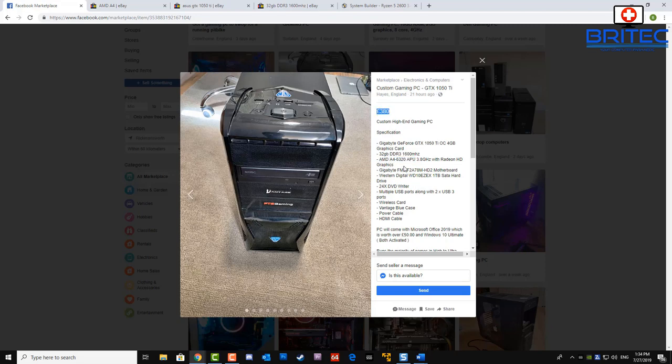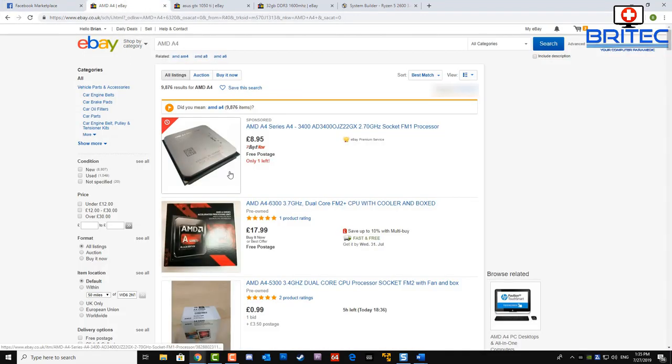You can see this one's around about £380, and I get asked all the time, what is an actual computer worth? You can see here, it's got an AMD A4-6320, and also it's got a 1050 Ti Gigabyte graphics card in there. It says 32 gigabytes of DDR3 1600 megahertz memory in there. Now you can see here, the CPU itself, you can pick these up for £17.99. So it's not the bestest CPU in the world. And this is the problem.